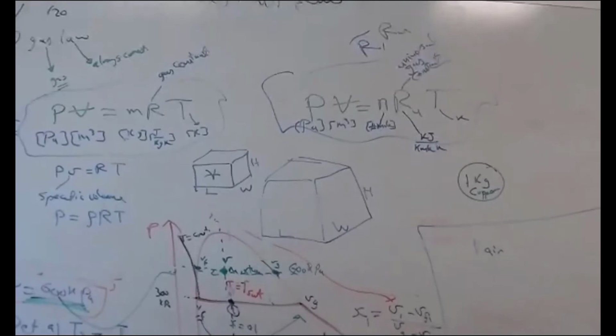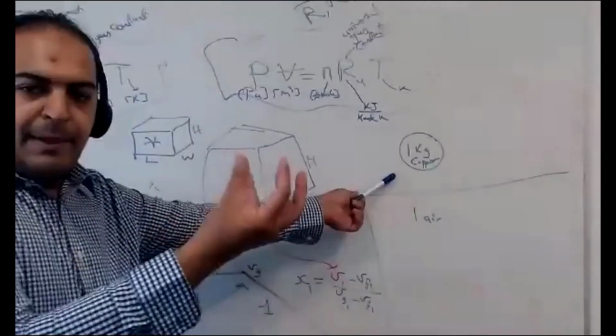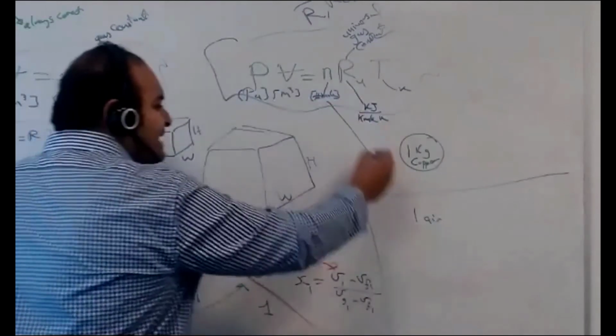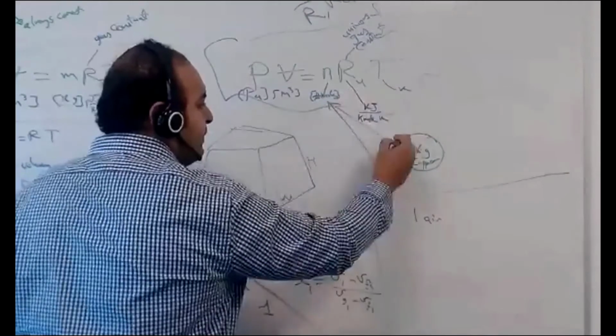Can you see me, guys? Yeah. So this is 1 kilogram, a small amount, and this is a huge volume, but the same mass. So mass is different from volume, correct? Number of moles is exactly the same as mass.